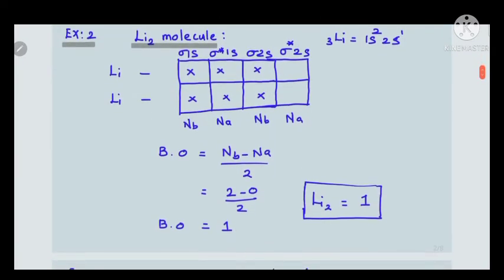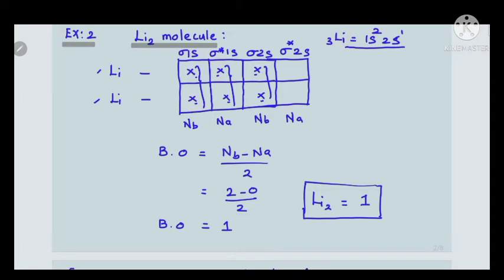The next example is the lithium molecule, Li2. Lithium has atomic number 3, so its configuration is 1s2 2s1. This is one lithium atom and this is another lithium atom, each with 3 electrons. These two electrons belong to the sigma 1s orbital, these two belong to the sigma star 1s orbital, and this one comes under the sigma 2s orbital.